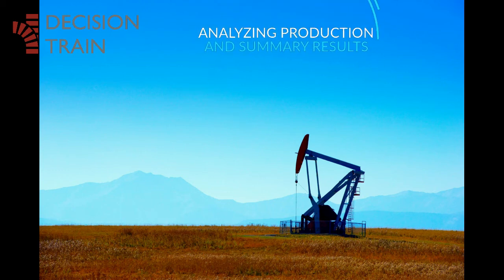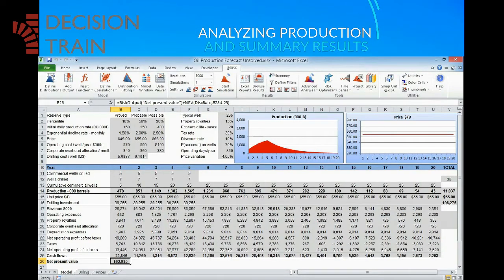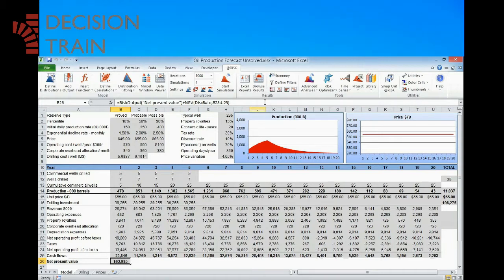Analyzing production and summary results. Once the simulation is over, we are ready to analyze its results. 92. Click on Summary icon on top of At-Risk's Results ribbon.